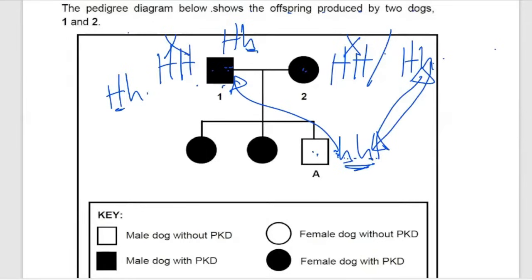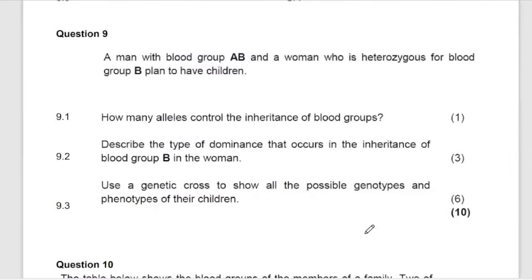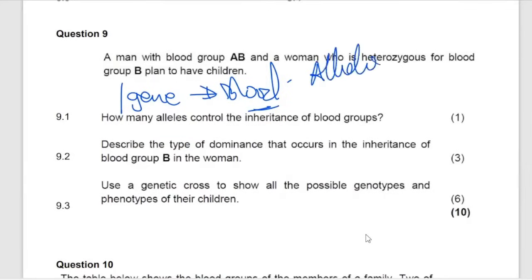How many genes control blood group, guys? It is one gene. Do you have any other gene? It's one gene, blood group. But how many alleles? There are 3 alleles: the allele for A, the allele for B, and the allele for O.